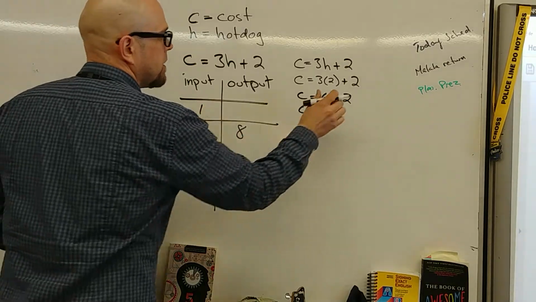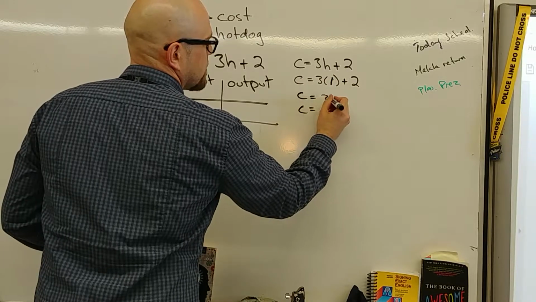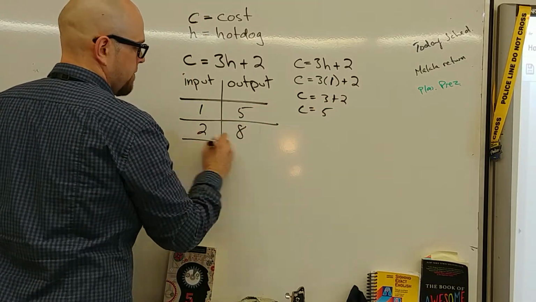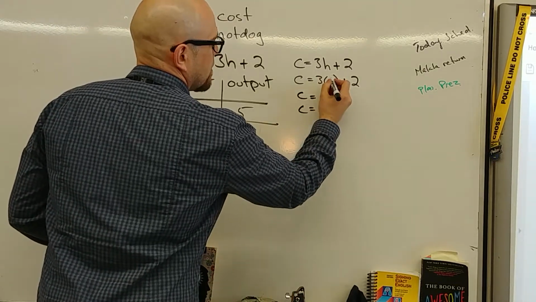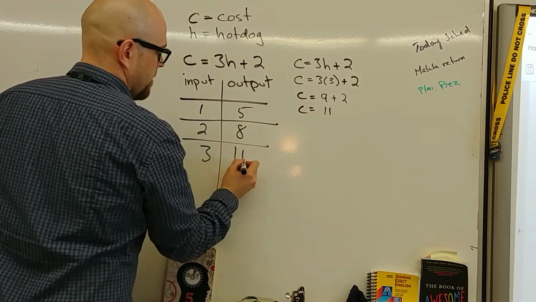If I have 1 hot dog, well, let's change it to 1 hot dog. 3 times 1 is 3, plus 2 is 5. Well, what if I have 3 hot dogs? Let's put that in our equation. Then it's 9 plus 2, that's 11.